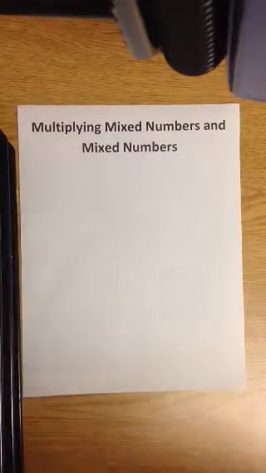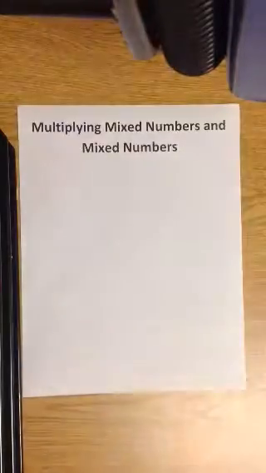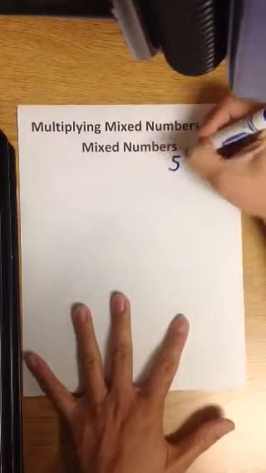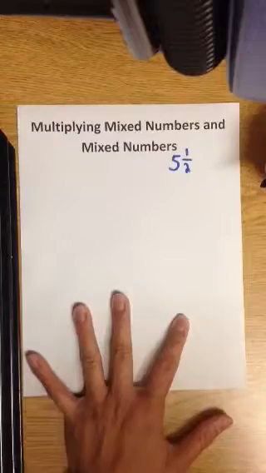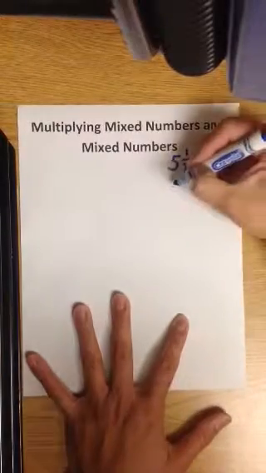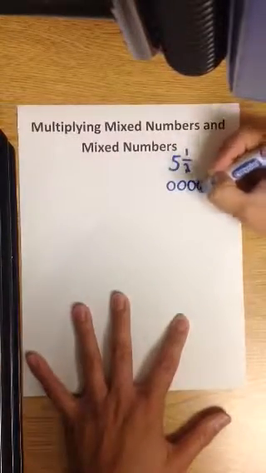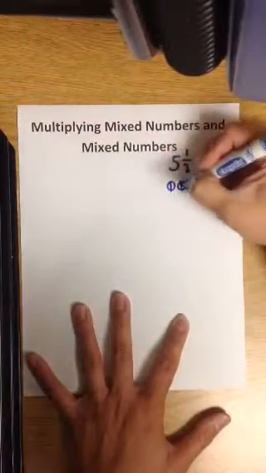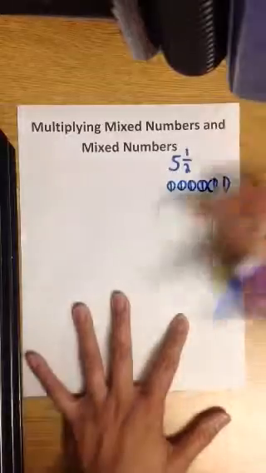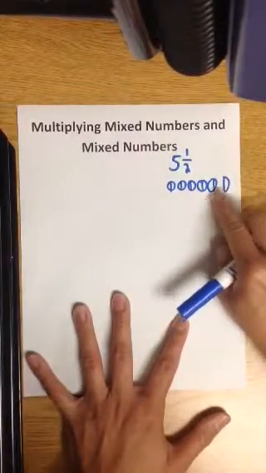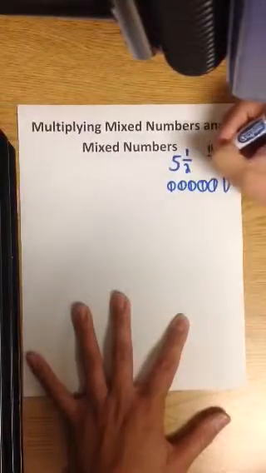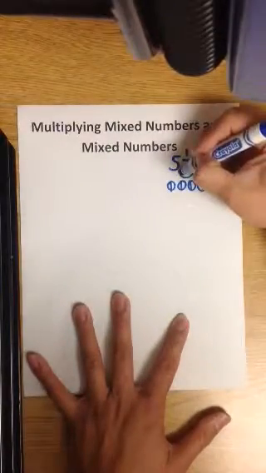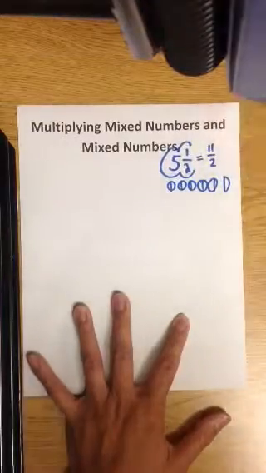Today's topic is multiplying mixed numbers by mixed numbers. Again, a mixed number is a whole number added to a fraction, so 5 and a half. So it's like having 5 pies and a half. If you cut all of these in halves, how many slices or pieces do you have? 5 times 2 is 10, 1 more is 11. You have 11 halves. To find that, you do the popcorn method: 5 times 2 is 10, 1 more is 11 halves.